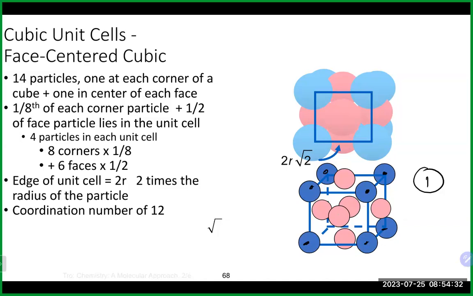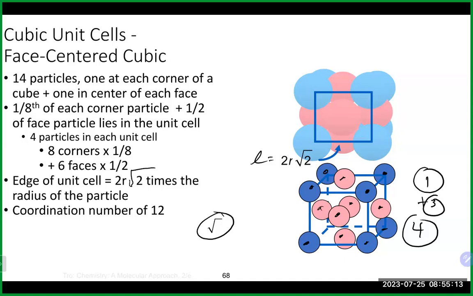So there are 1, 2, 3, 4, 5, and 6 faces, right, to a cube? Up, down, left, right, all around. And if you have 6 and you only get a half atom because each one's sliced in half, that gives you 3 more atoms, which gives you a grand total of 4 atoms per this type of unit cell. To calculate the edge length, the square root goes there, and it is going to be 2 times r, which again is the radius, times the square root of 2.